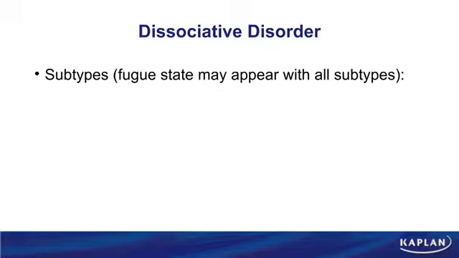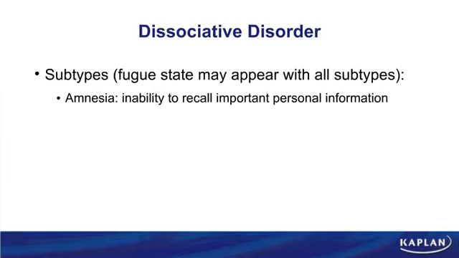So let's review the types of dissociative disorders. The dissociative amnesia is where you have experienced a stressful event, and now you are unable to recall important things about yourself. So something traumatic happened to me. I end up in the hospital. The nurse will ask me my name, and I'll say, I don't know my name, or I don't know how I got here. That's dissociative amnesia.